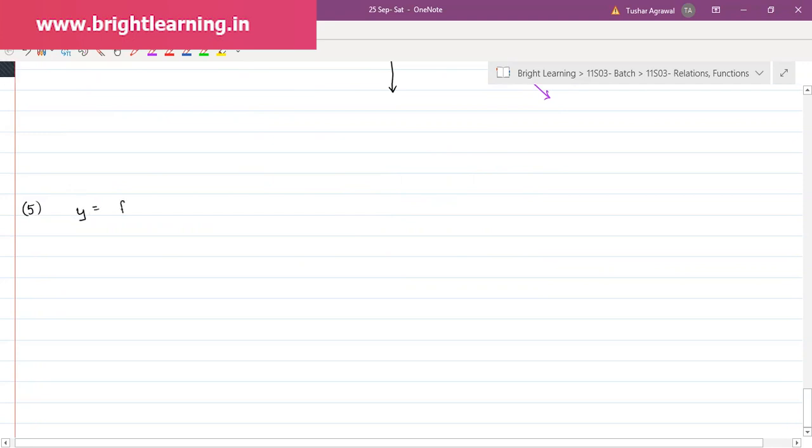y equals f of x is given to you, and you have to plot the graph of y equals modulus of f of x. This one is the easy one. The next one will be difficult. Next one I will give you.